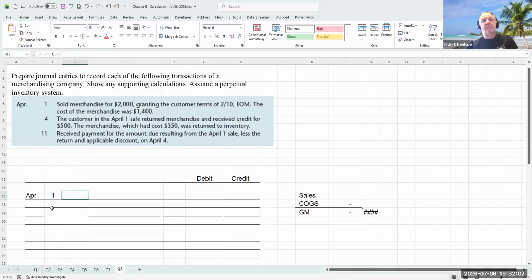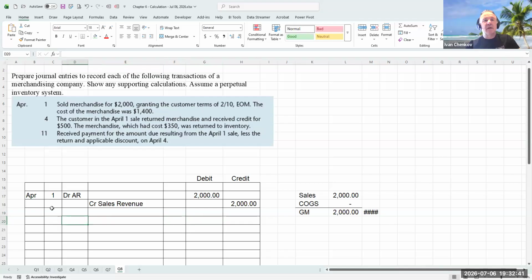On April 1st, what's happened? We're selling the merchandise for $2,000, and we're granting the customer terms of 2% discount if the customer pays within 10 days. The cost of the merchandise is $1,400. So let's go. Debit accounts receivable with $2,000. Credit is gonna be sales revenue with $2,000. Boom, I have my sales.